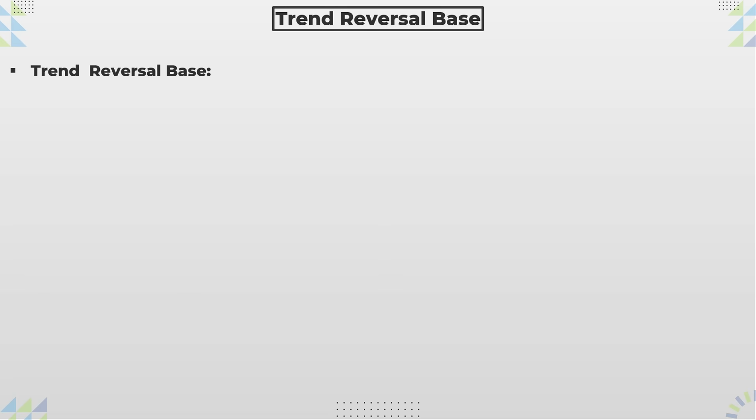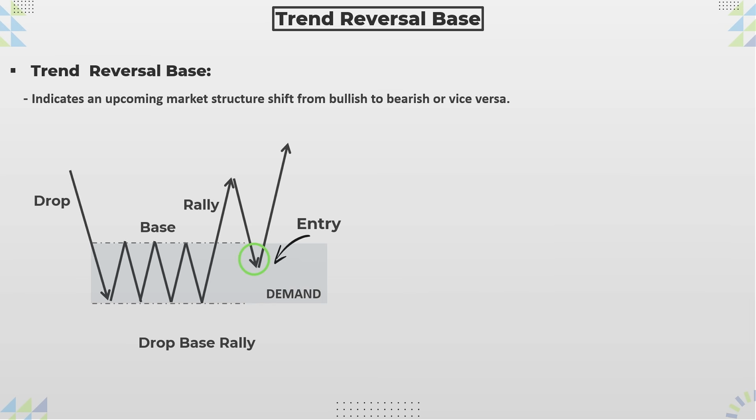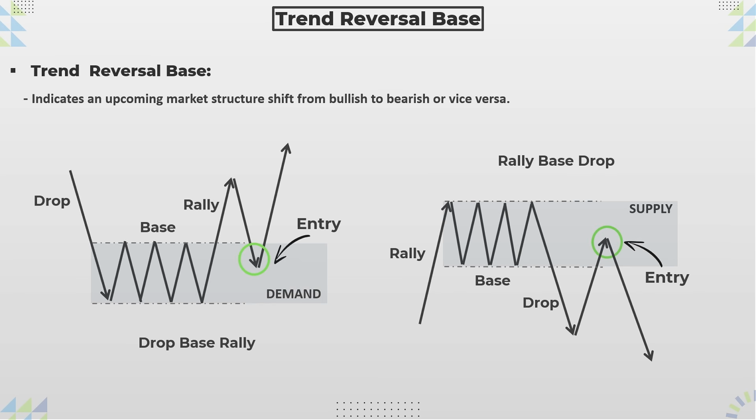Starting with the trend reversal base, this pattern indicates an upcoming market structure shift from bullish to bearish or vice versa. It has 2 common types: The first one is the drop-base rally pattern. In this pattern, the price drops and moves sideways within the base. Then, suddenly, buying pressure starts to rise, causing a significant imbalance between demand and supply. Subsequently, the price rallies upward and breaks the base, signaling a trend reversal from bearish to bullish.